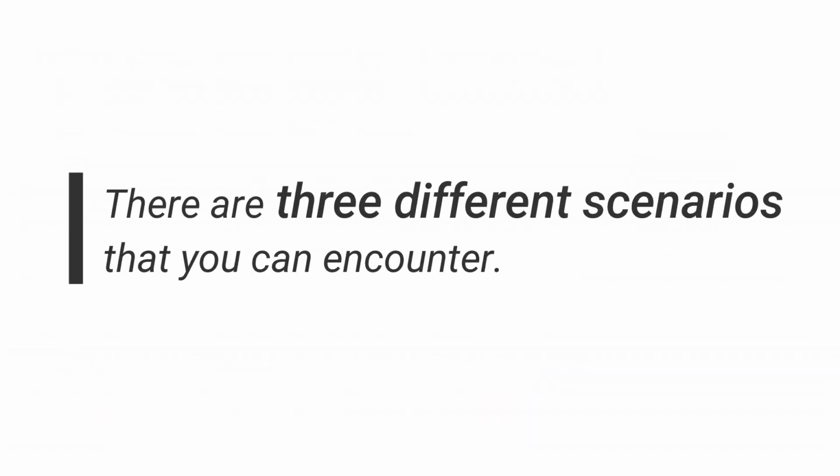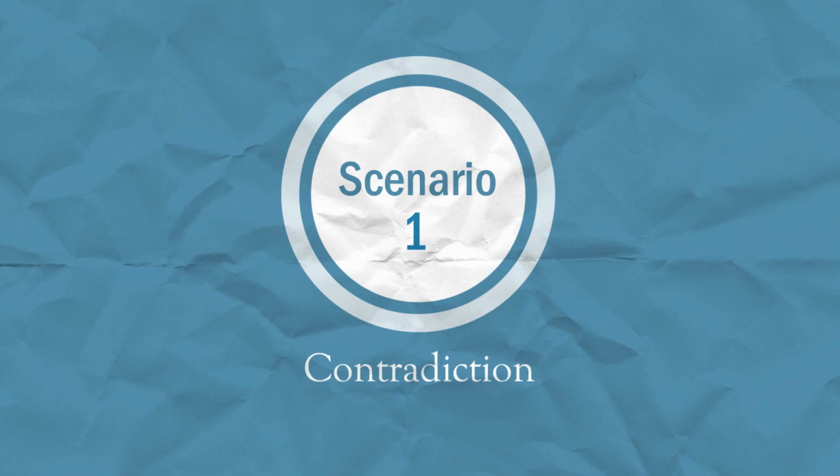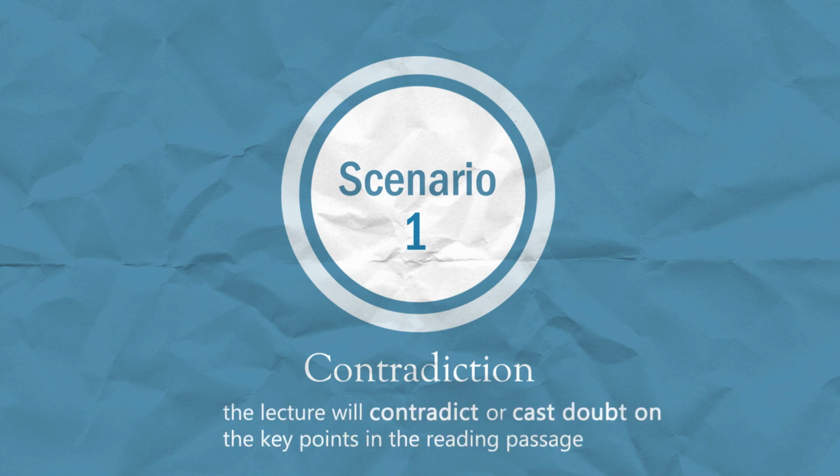There are 3 different scenarios that you can encounter. Scenario 1, contradiction. This scenario is the most common scenario. In this scenario, the lecturer will contradict or cast doubt on the key points in the reading passage.